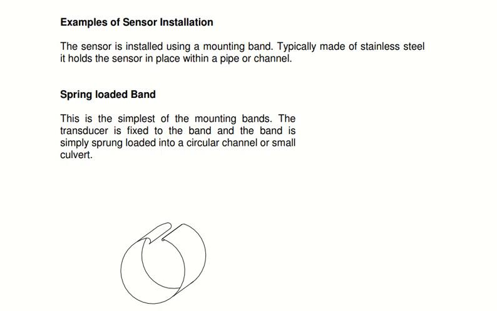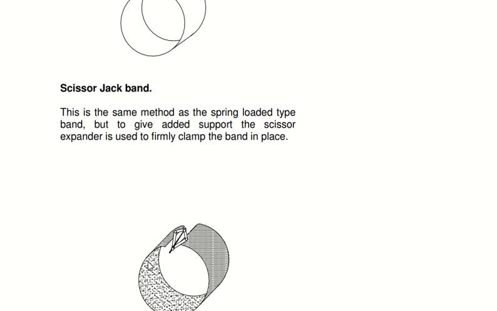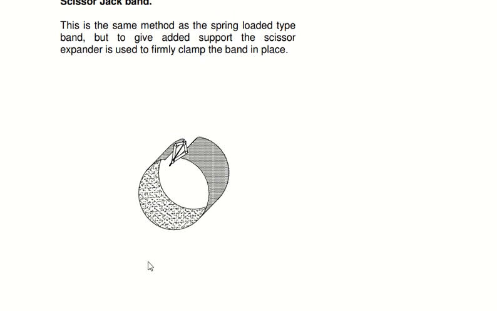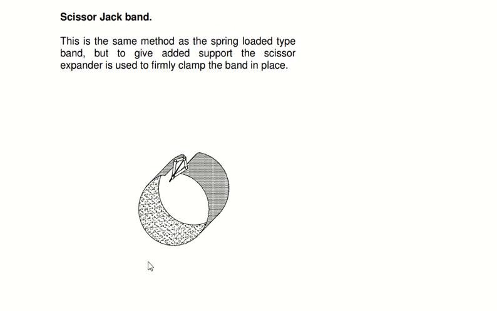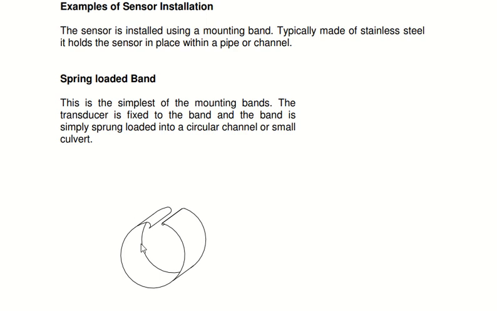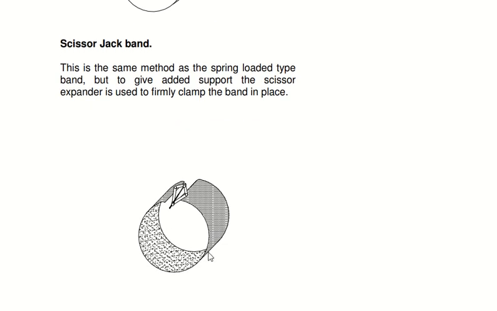And this is how a simple spring loaded band looks. Next we have the scissor jack band. As you can see here, the scissor jack band uses the same method as the spring loaded type band, but gives added support to the expander when we use it to firmly clamp the band in place. So here in this image you can see the scissor jack band. This was the spring loaded band, and above that spring loaded band we will be using the scissor jack band.